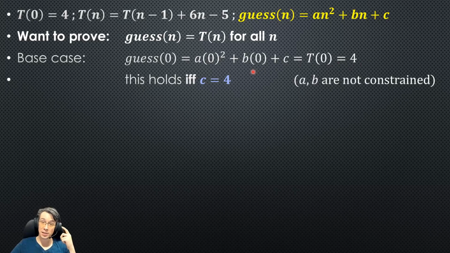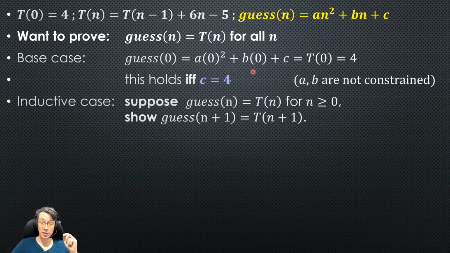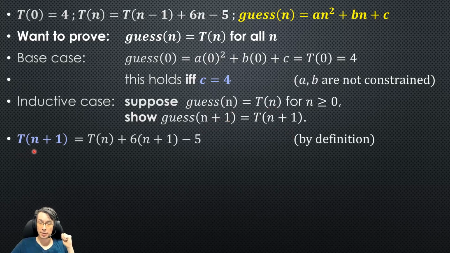So we've learned c is going to have to be 4 if this proof is going to work out. Now we want to prove the inductive case. So we want to assume that guess of n is equal to t of n and show that guess of n plus 1 is equal to t of n plus 1. So let's start out with the expression t of n plus 1. By the definition of this t expression, that's t of n plus 6 times n plus 1 minus 5.